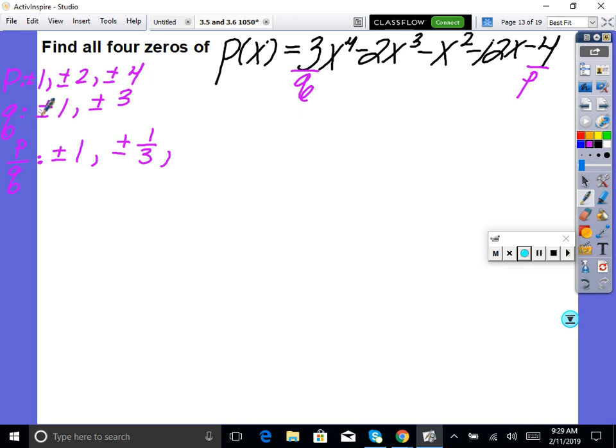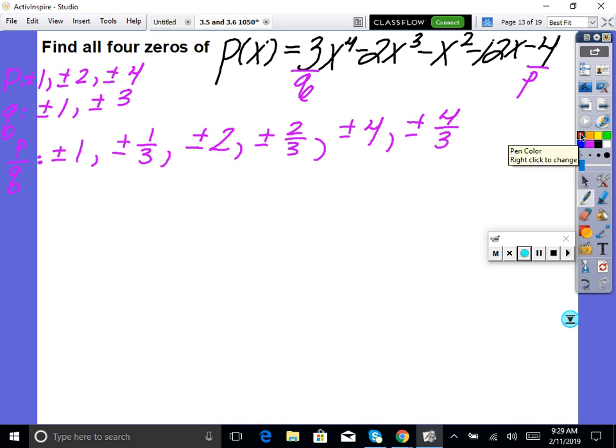2 over 1, 2/3. 4 over 1, 4/3. And then remember, we're all going to help and we're going to be super careful, because if we mess up, you might say yes or no to one that really works. Everybody agree to be very careful?